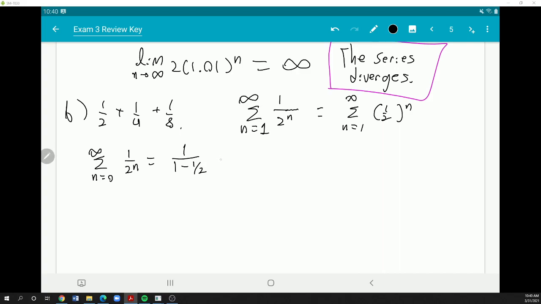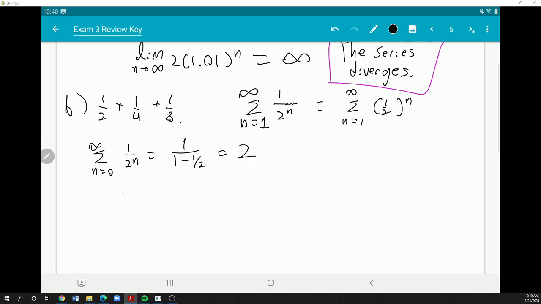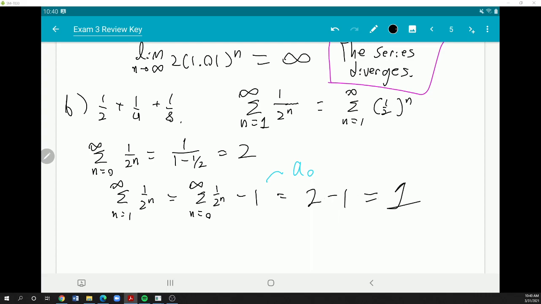And so here, for this full series, we would get 2, but because we're starting at 1, that'd be the same thing if we started at 0, and then we took off the first term, the 0th term. Right? This would be A0. So we say, okay, forget about that first term. And by first, I mean 0th term. And you get 2 minus 1 equals 1.